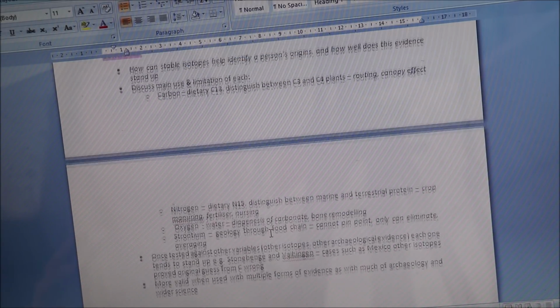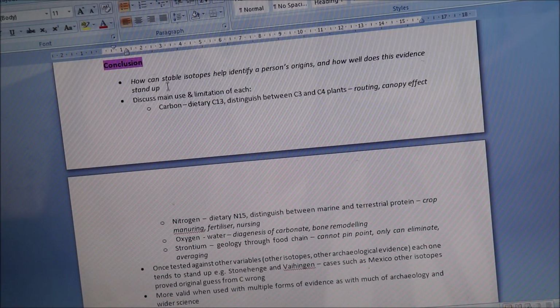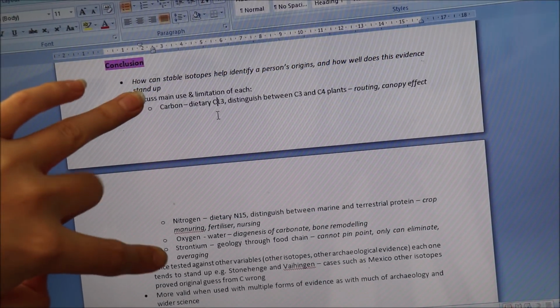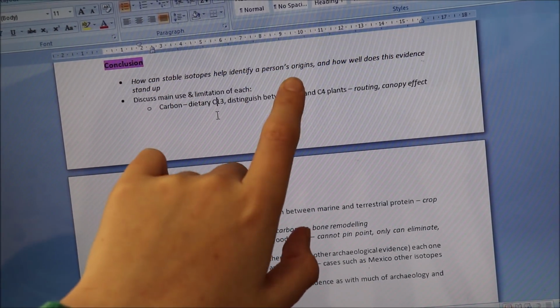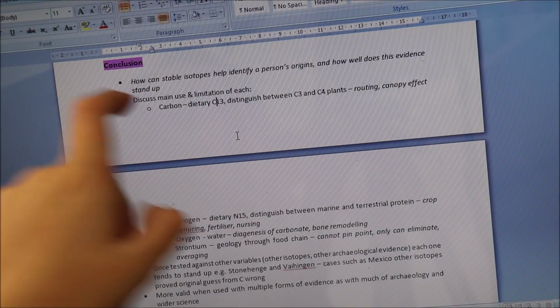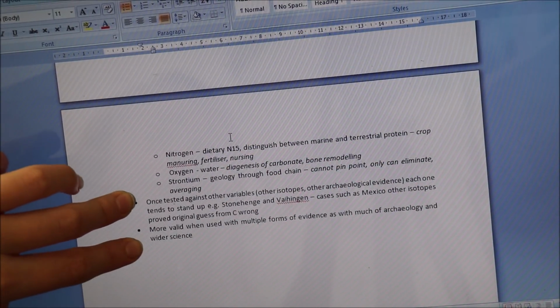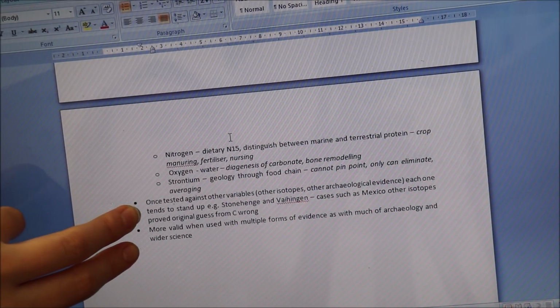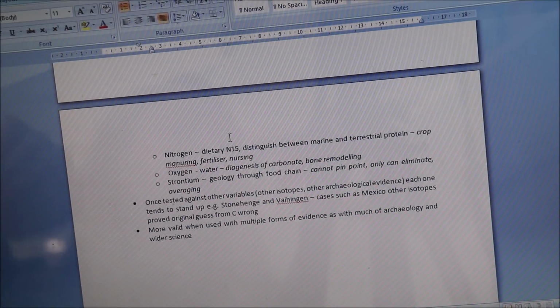Then a conclusion. So that's the question, just because I didn't want to keep scrolling up. I'll discuss the main use and limitation of each, which will answer how can they identify a person's origins, and then how well does it stand up. I essentially just answer the question by discussing what I've just said, which is when tested against other variables, each one tends to stand up.